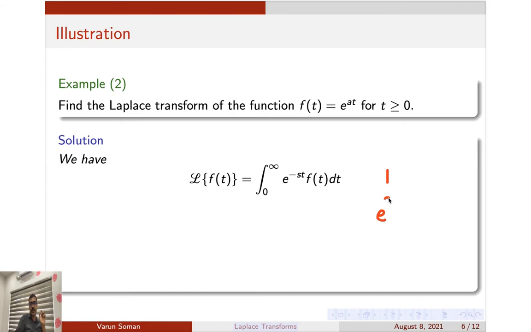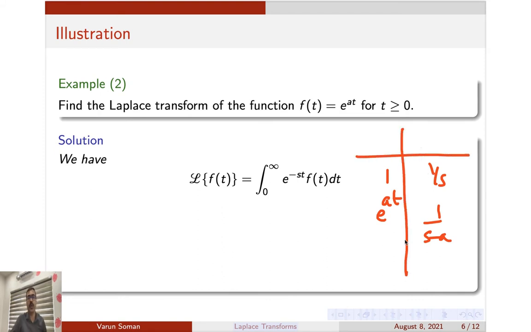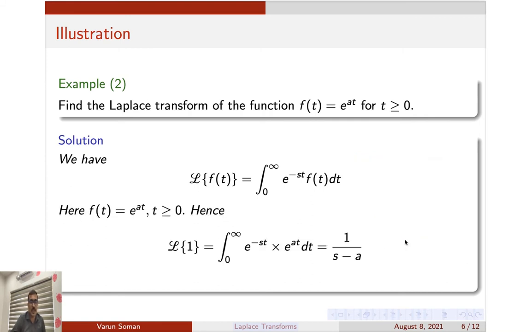So we have got the second one now. The Laplace transform of e raised to at is just 1 by s minus a, and the Laplace transform of 1 is 1 by s. So we have found two values of our table. I hope this is clear. This is the computation work here, provided s minus a is greater than 0.